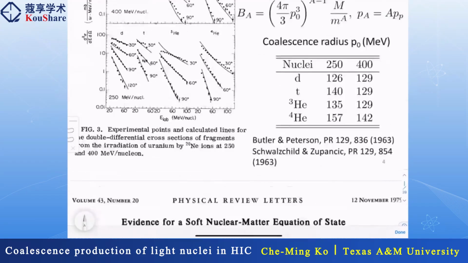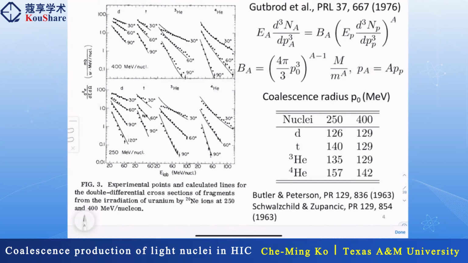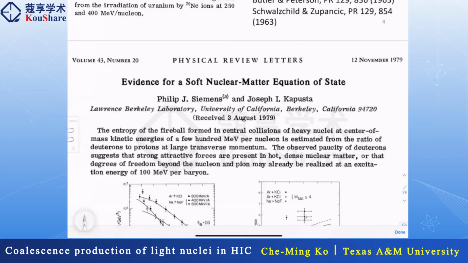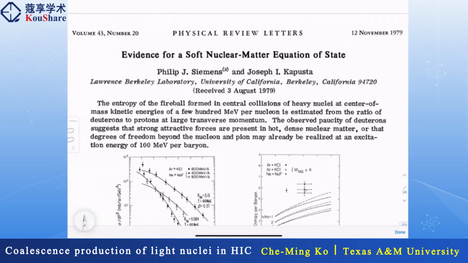And at the same time, right, after the coalescence model was found to work very well, that time Kapusta and Siemens, Kapusta was just graduated from Berkeley. He spent a few months before he went to somewhere for a postdoc. Now, Phil Siemens was originally at the Nordic Institute. He was on sabbatical leave to spend some time at the Berkeley. So they talked to each other, wrote a famous paper.